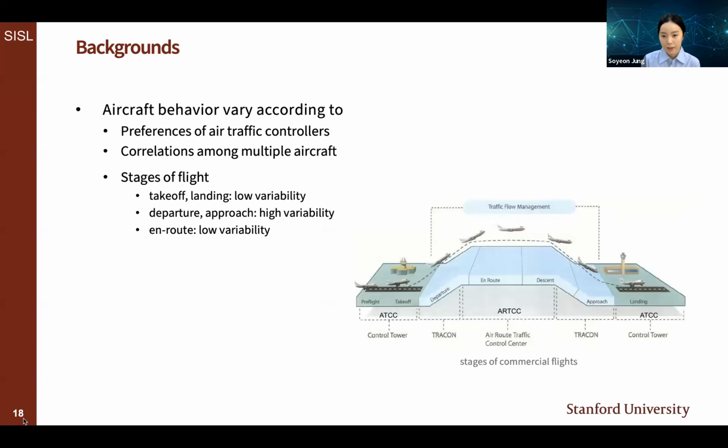Although the aircraft behavior is heavily reliant on the procedures and instructions from controllers, it may vary according to the preference of the controllers and the correlations among multiple aircraft. Also, the aircraft behavior differs among their flight stages in terms of variability in their positions with respect to their procedures. For example, aircraft in their departure and approach stages tend to vary more in their positions than in the other flight stages.